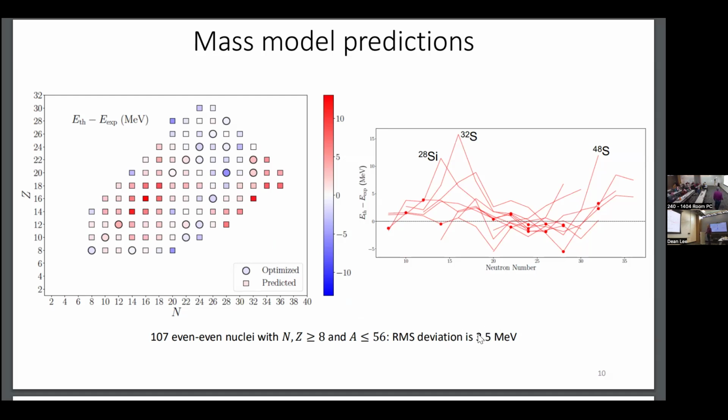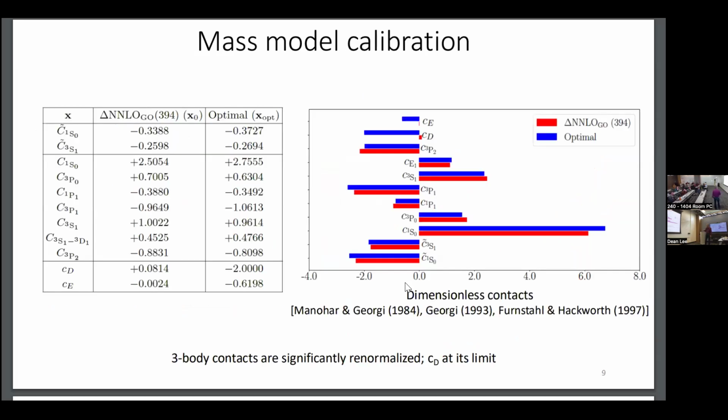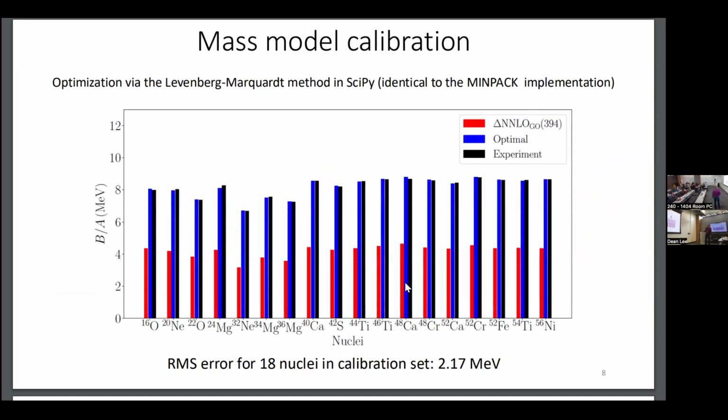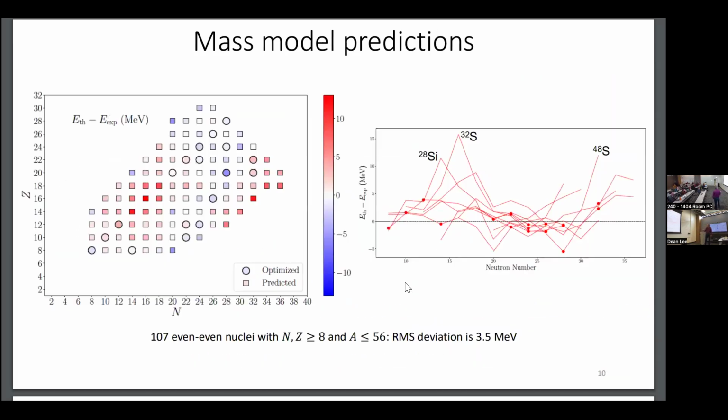We land at 3.5 MeV root mean square error. Right. So on this training set, or in this optimization set, we have just 2 MeV root mean square error, 2.17 or so, but then if we let it loose on the set of 100 nuclei here, it gets larger. And here's also as a function of neutron number, all the isotopic chains we have.